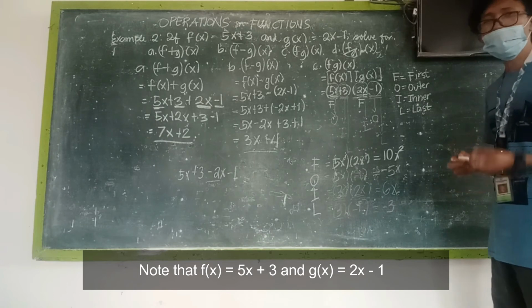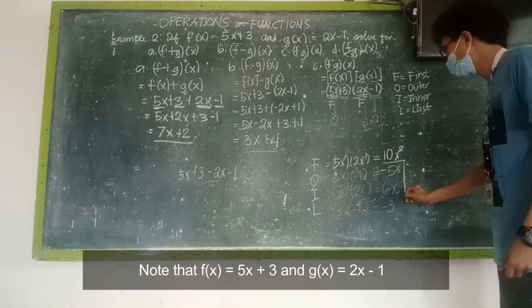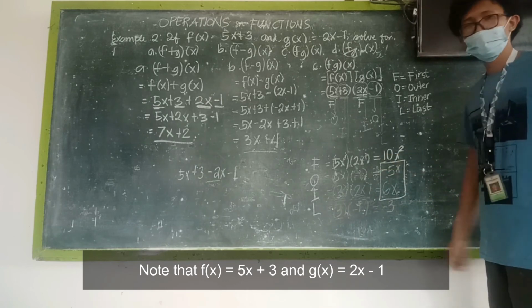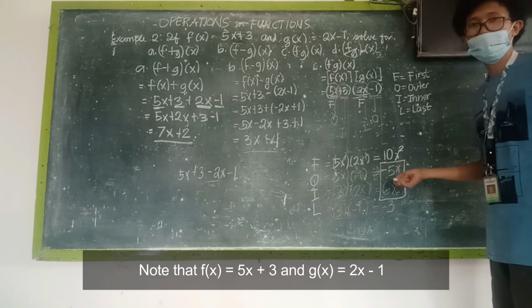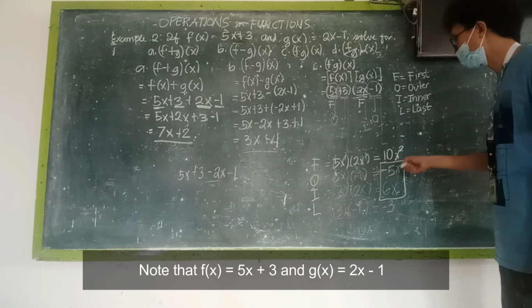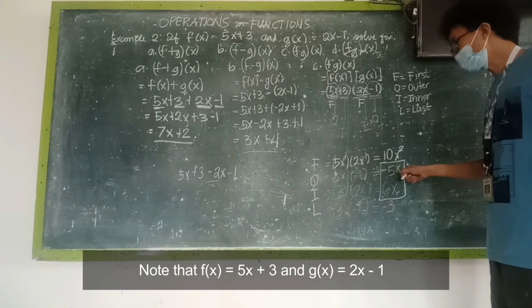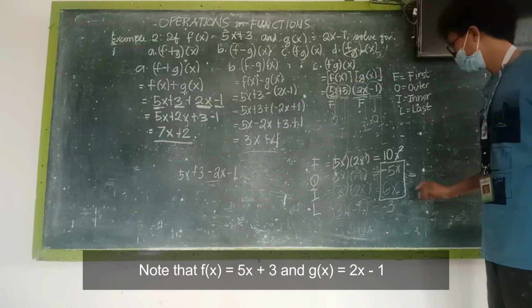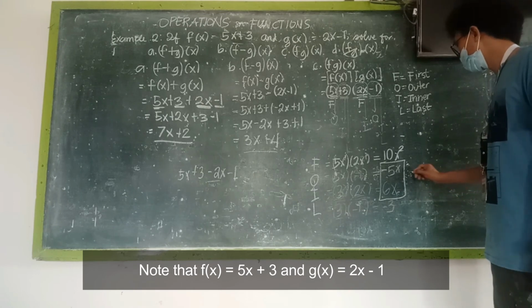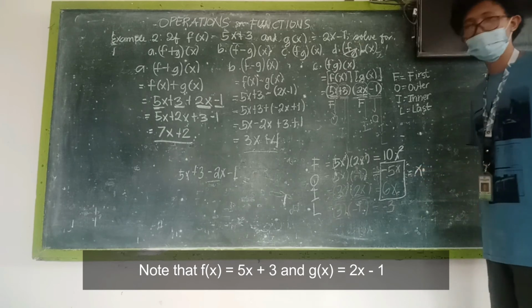Ngayon, i-combine na lang natin kung ano yung magkapareho ang terms. So, in this case, the outer and the inner have the same terms. Kasi parehas silang may x. So, i-add na lang natin ang negative 5 at saka ang 6. Negative 5 plus 6 is equal to positive 1. So, magiging 1x or x na lang.